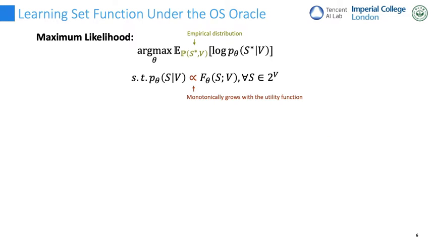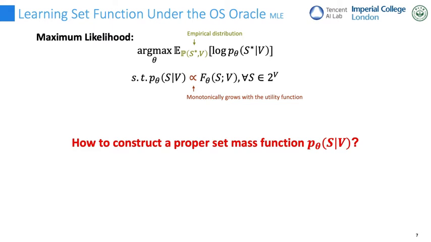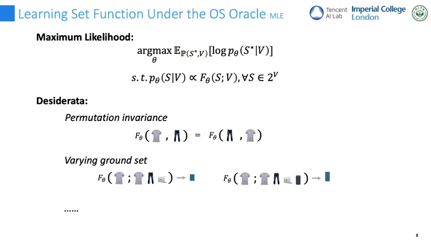In this paper, we relax this problem with the maximum likelihood principle. We require the set probability to be proportional to the set function, such that the optimal subset oracle maximizes the probability, which is required by the assumption of set function learning. However, the question is how to construct a probability for a set. Here are some desiderata: permutation invariance and variant ground set size, which are naturally required by the set function.